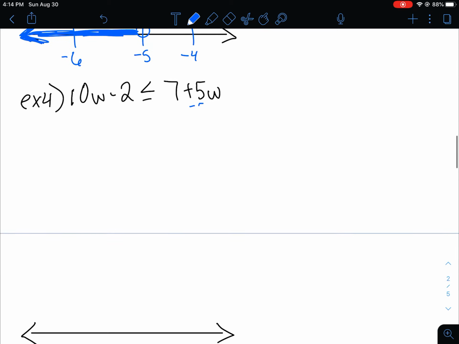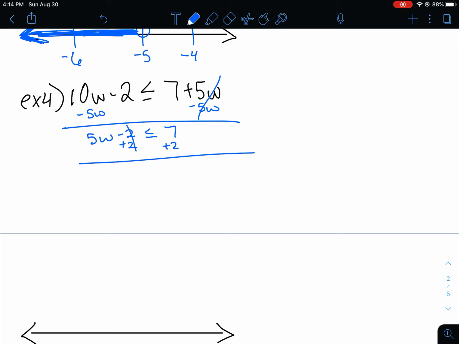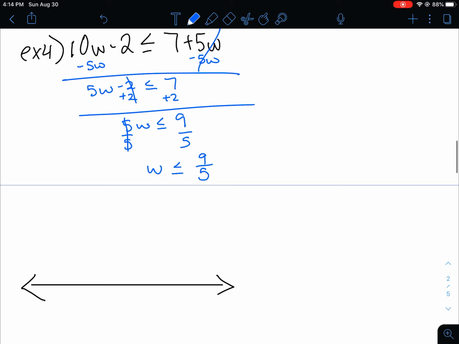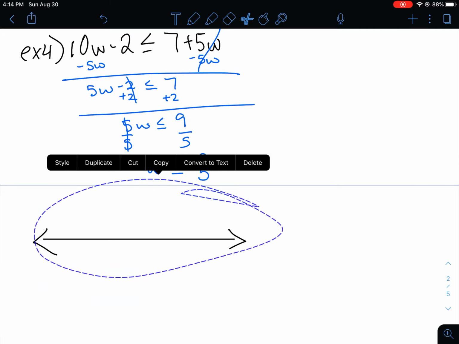So if we subtract 5w first, to get all the variables to the left side, I get 5w minus 2 is less than or equal to 7. I'm going to add 2 to both sides, and I get 5w is less than or equal to 9. And then I'm going to divide by 5 on both sides. So when I divide by 5 on both sides, I'm not dividing by a negative, so it remains positive, and it also remains 9/5.